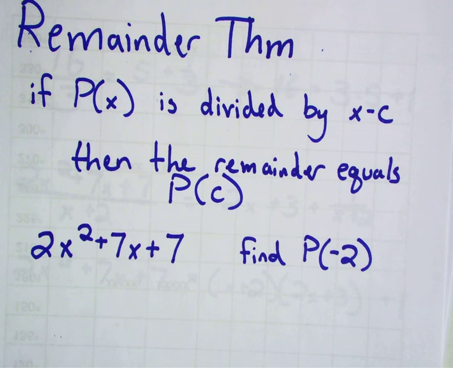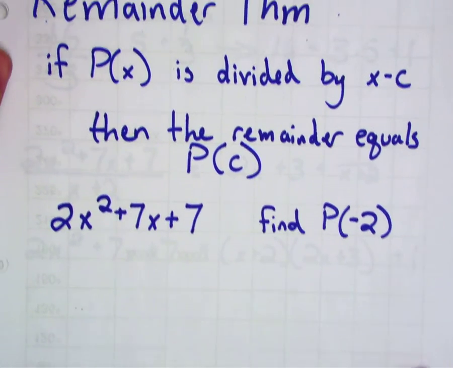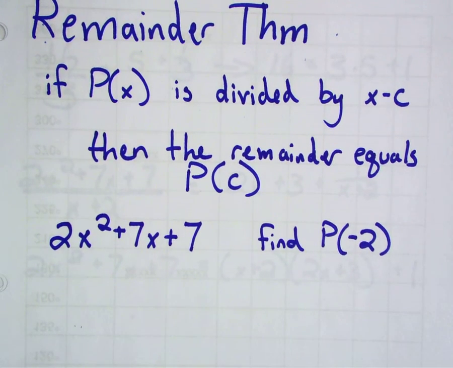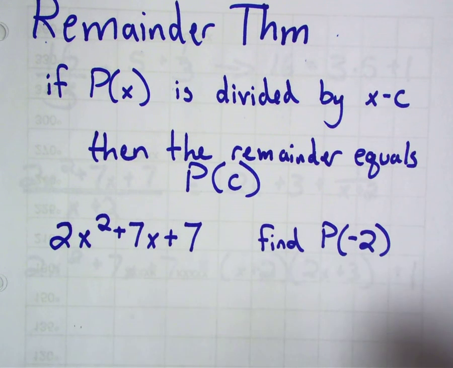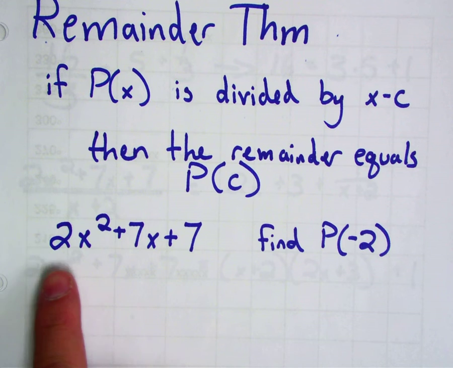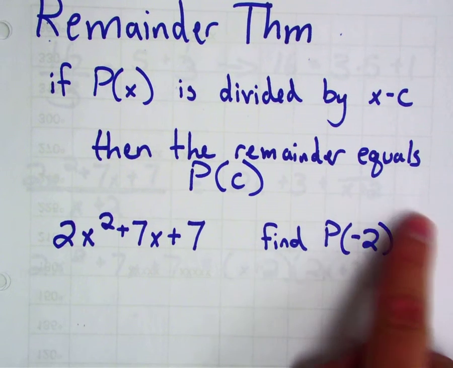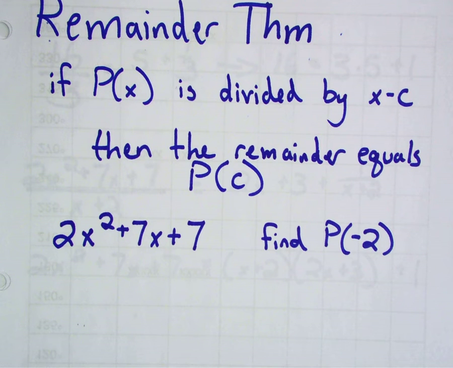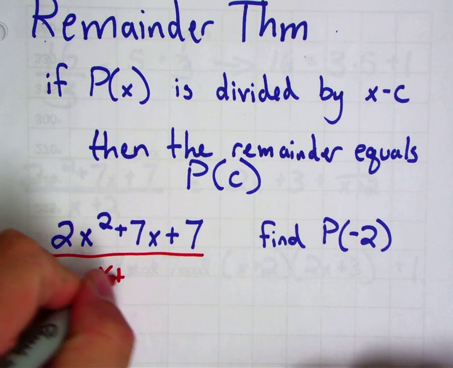And so this is kind of a strange theorem, but the reason it works is actually pretty simple. It looks a little complicated, but it's not too bad. So first I'm going to go ahead and just do this, see what I get, and then show you why that's true. So we have the polynomial 2x squared plus 7x plus 7, and we want to find p of negative 2. And so to do that, we're going to divide our polynomial by x plus 2.